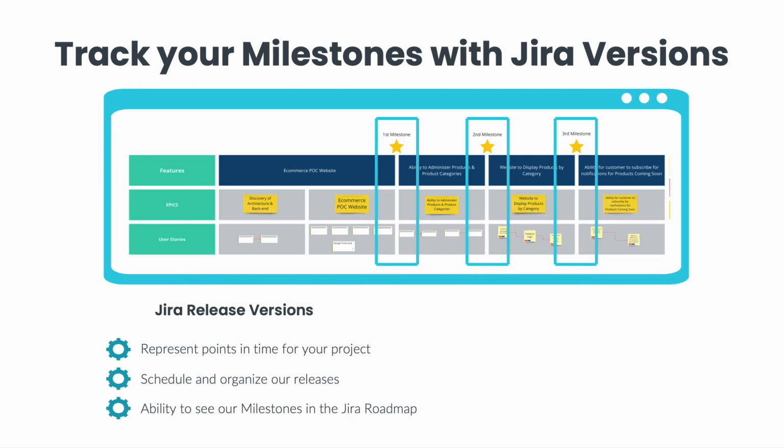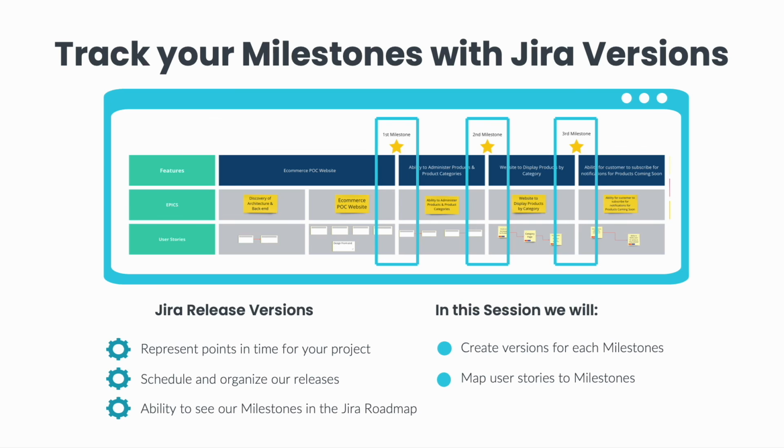This functionality will allow us to see our 3 milestones during the execution of the project in the same Jira Roadmap visual. We will be creating a version for each milestone and map all the user stories that need to be completed per each milestone. Each milestone will have an expected delivery date based on our estimate.